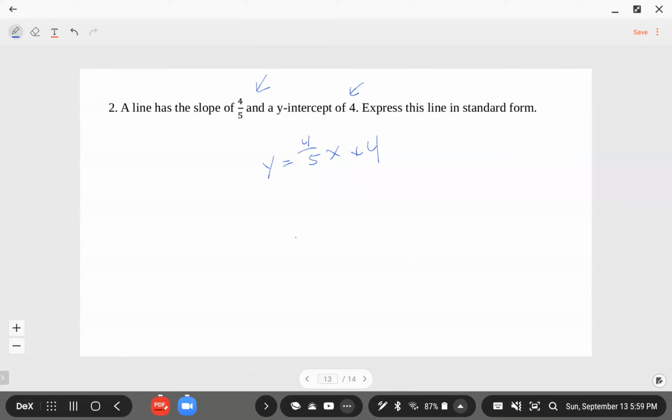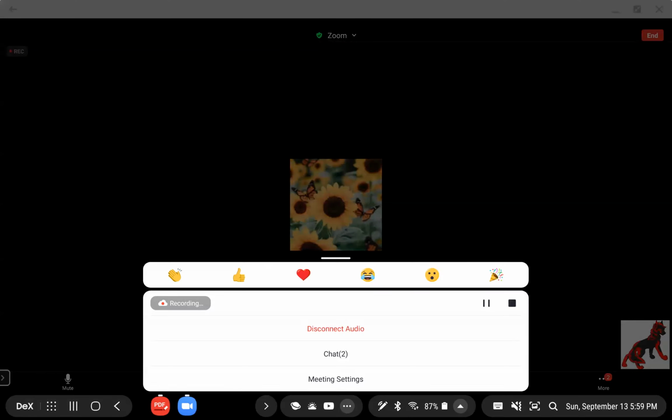Okay, so let's start by getting rid of the fraction, the slope, okay? So remember, multiply every term by 5. 5y equals 4x plus 20, because we have to multiply 4 by 5, too, okay? And then move the 4x to the other side. Negative 4x plus 5y equals 20. So that is how you convert slope-intercept form to standard form. Okay? So does everybody understand how to convert it?